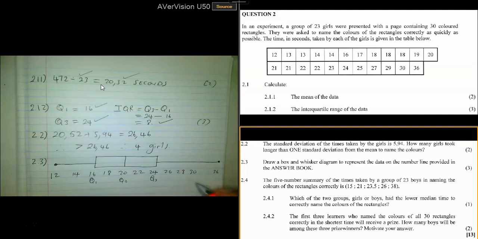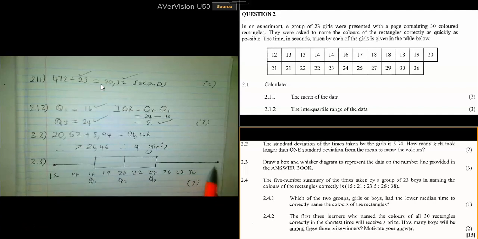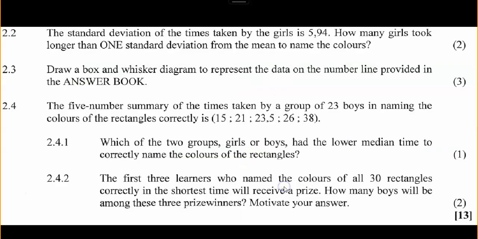This was for 3 marks, and the marks were allocated for the whiskers ending at 12 and 36. There was also a mark allocated for your median, which is 20, and a mark for 16 and 24 correctly placed. Okay, so let's have a look at 2.4.